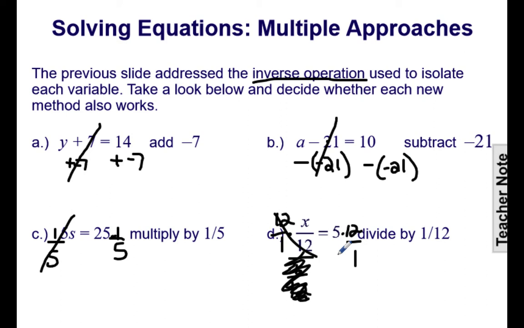Sometimes you can have the same operation, but then you have to change the sign of the number, or you have to take a reciprocal. It's just really what you see, what you're more comfortable seeing, and how you're going to reach your goal. Your goal is always to isolate the variable. It's just good to know you have multiple approaches on how to do that.